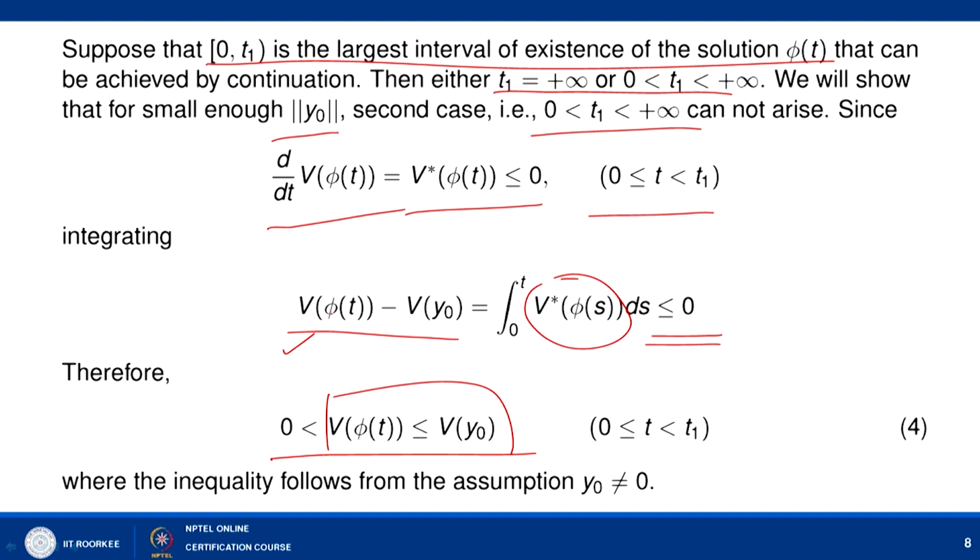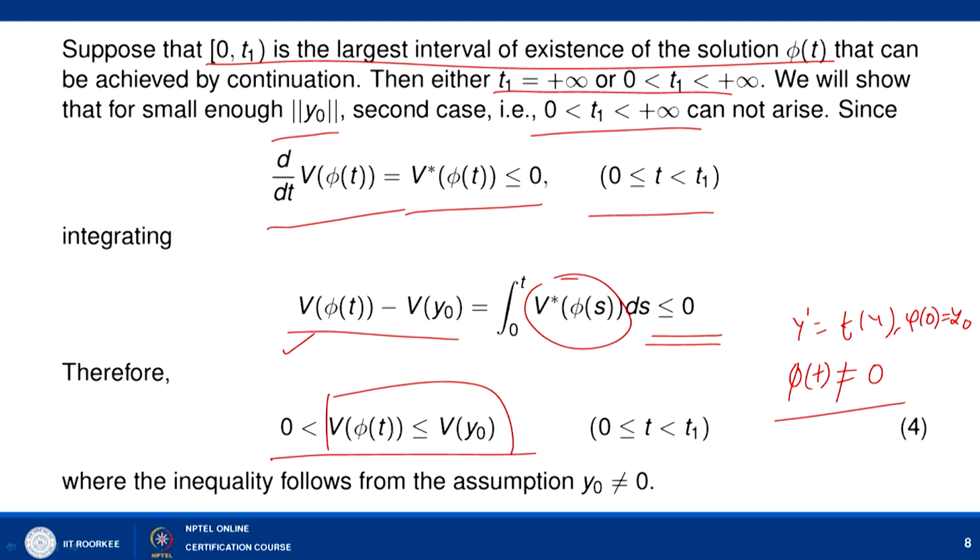Now, we already know that since y naught is non-zero, phi t cannot be 0. Why? Because if we have y dash equal to f of y, and the initial condition is phi of 0 equal to y naught, then if y naught is 0, it will have only a unique solution, that is the 0 solution. But if y naught is non-zero, then the 0 solution cannot be a solution of this, and by the existence and uniqueness theorem, if phi t is a solution of this initial value problem, then phi t cannot be equal to the 0 solution.